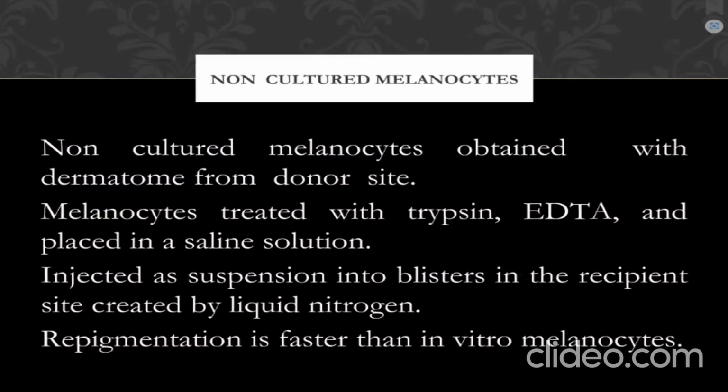The next is non-cultured melanocytes. Non-cultured melanocytes are obtained with a dermatome from the donor site. Melanocytes are treated with trypsin, EDTA, and placed in a saline solution. And it is injected as a suspension into the blisters in the recipient site, which are created by liquid nitrogen. So in these cases, repigmentation is faster than with in vitro cultured melanocytes.